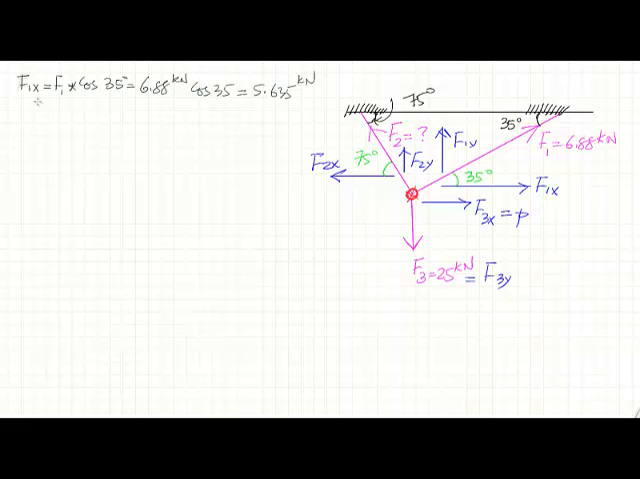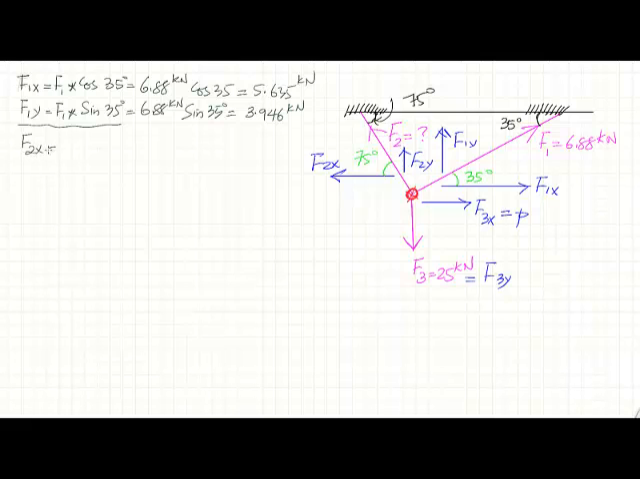f1x is equal to 5.635 kilonewton, and f1y will be equal to f1 multiplied by sine 35 degrees, and f1 again is 6.88 kilonewton, sine 35 degrees is equal to 3.946 kilonewton.